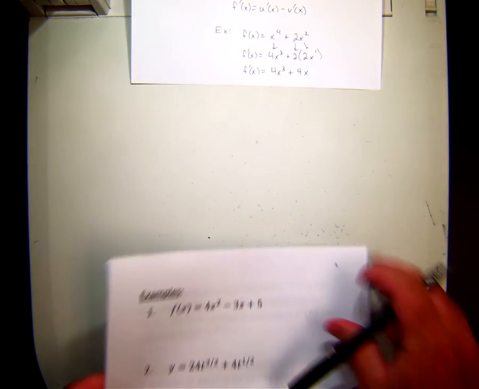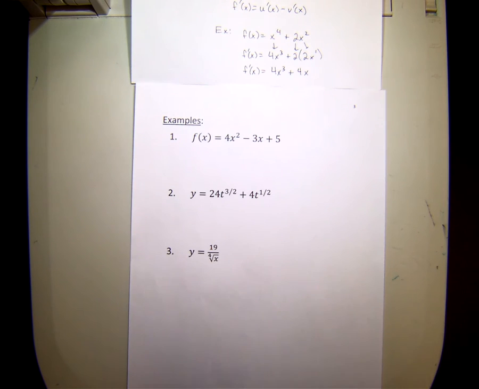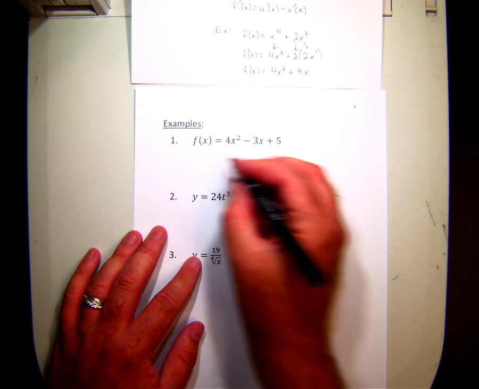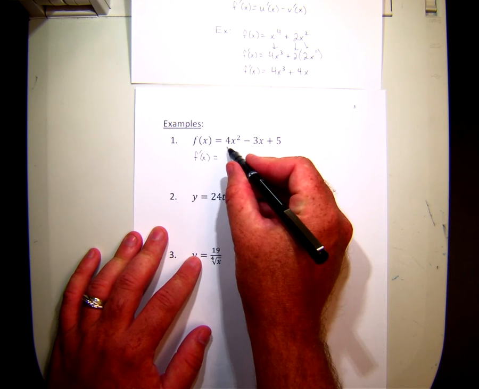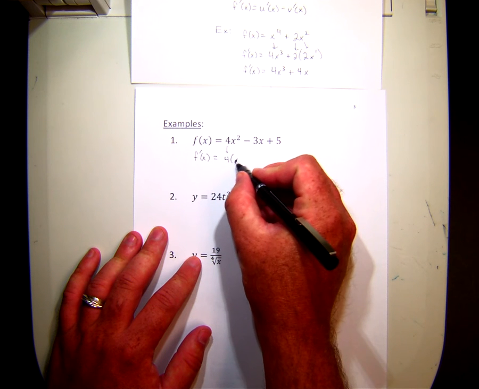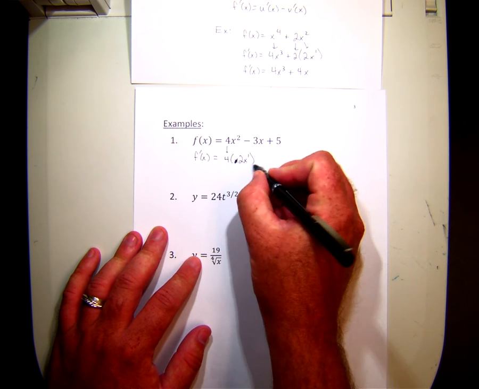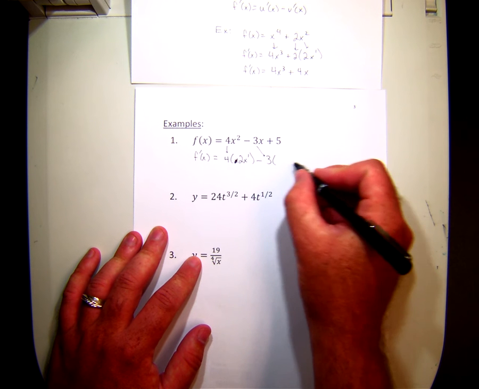Here's some examples for your notes that may be helpful. Let's look at the first example. F of x equals 4x squared minus 3x plus 5. Take the derivative and let's see what happens. Constant multiple stays out front. Derivative of x squared is 2x to the 1st. 3, constant multiple, stays out front.